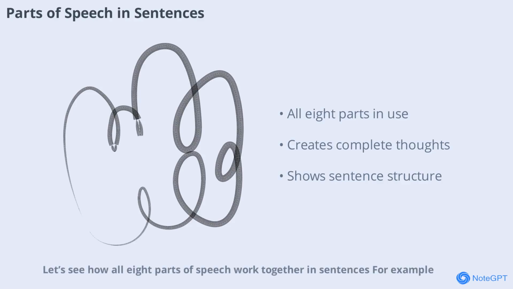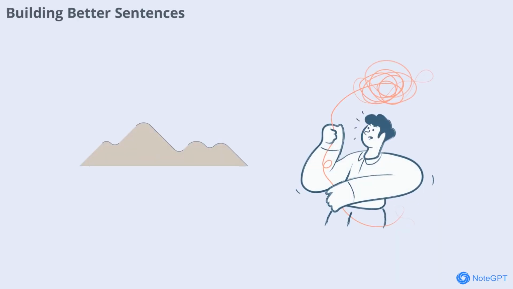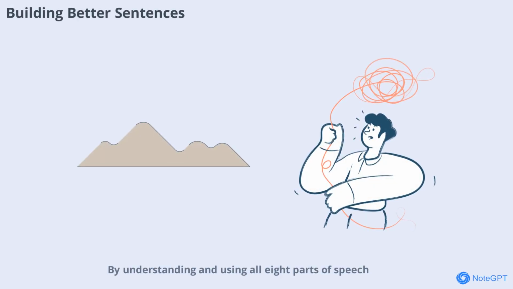Let's see how all 8 parts of speech work together in sentences. For example, wow, the smart robot quickly solved the puzzle and it's celebrated with a dance. Here you can spot nouns, pronouns, verbs, adjectives, adverbs, prepositions, conjunctions, and interjections all working together to create a complete thought. By understanding and using all 8 parts of speech, you can build clearer and more interesting sentences. This skill will help you in school, at work, and in everyday conversations. The more you practice, the more natural it will feel.